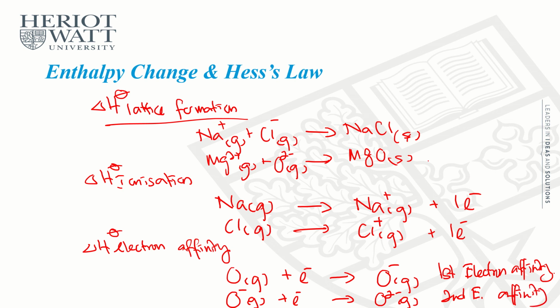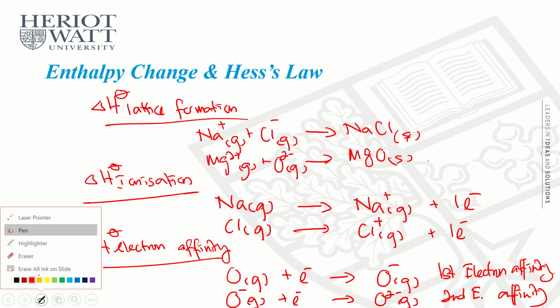All right, so electron affinity is the energy change when you add electrons into an atom or an ion. Ionization is removing electrons from atoms or ions in a gaseous state. Lattice formation is formation of an ionic compound from its gaseous ions. All right, so these are the 3, the last definitions we need to know for constructing thermochemical equations. So let's move on to the next.